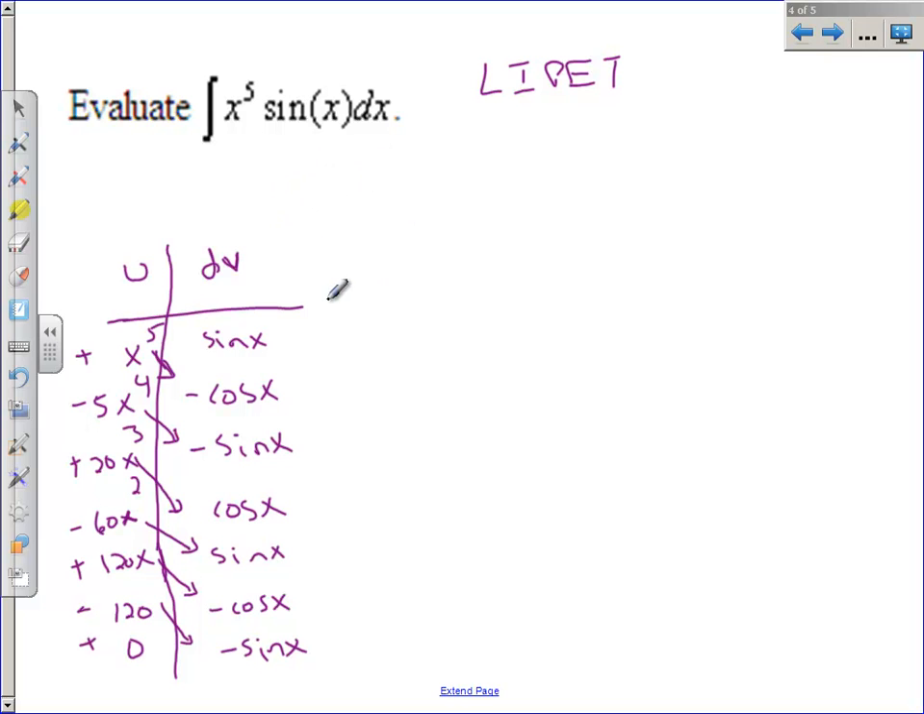So the integral of x to the 5th sine of x dx looks like this. X to the 5th times negative cosine x, we multiply those two. We're going to start with a positive, but since we multiply x to the 5th times negative cosine, that gives me negative x to the 5th cosine x. Then minus 5x to the 4th times negative sine. And when I do minus and negative, that's going to turn it into a positive. So plus 5x to the 4th times sine x. I'm going to run out of room. Okay, so I've done that, and then plus 20x cubed cosine x.